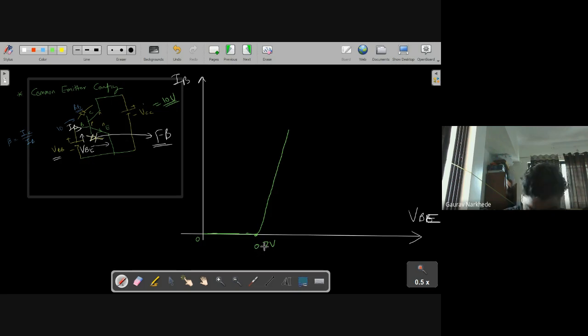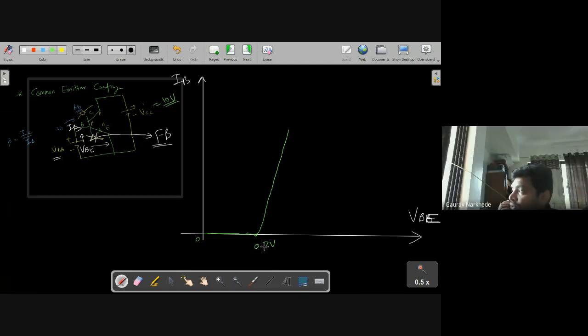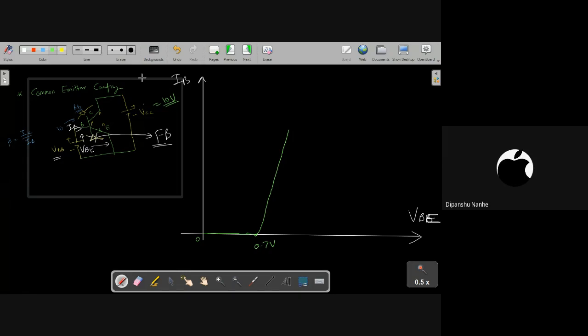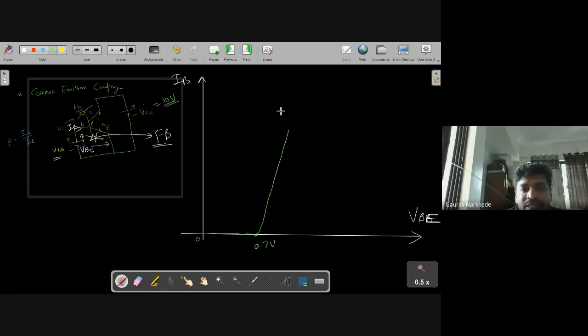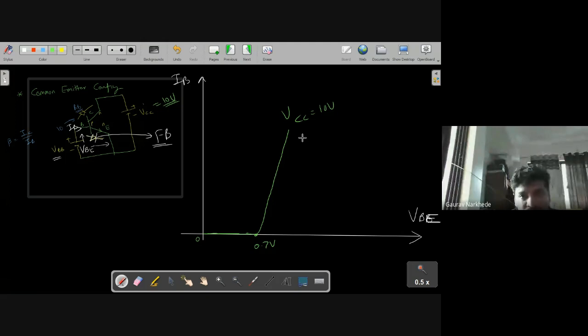समझ में आया? तो ये एक्सपेरिमेंटेशन किया तब VCC क्या था? ये एक्सपेरिमेंटेशन किया तो VCC क्या था आपका? 10 वोल्ट्स. बराबर है? ओके.